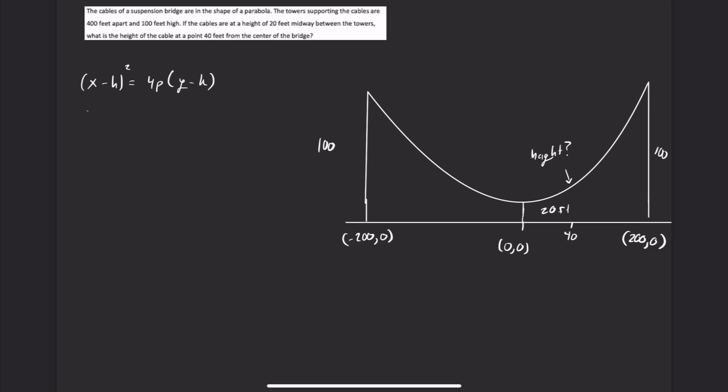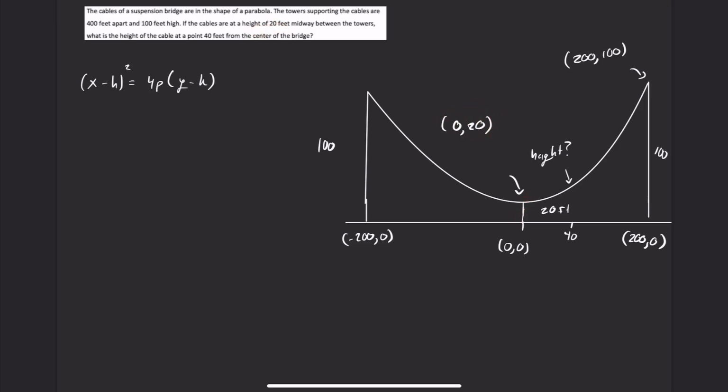So we know that a point on this graph will be this one right here. And this point is 200, comma 100, because it's a height of 100 and it's a distance 200 from the center. Okay, so let's plug that in to solve for p, because right now we do not have any information of a focus or a directrix to find p. So that's what we need to solve for first. Okay, so before we plug it in, we need to realize that our vertex right here is 0, comma 20, because we were told that the height was 20 at the middle. So this would be our vertex.